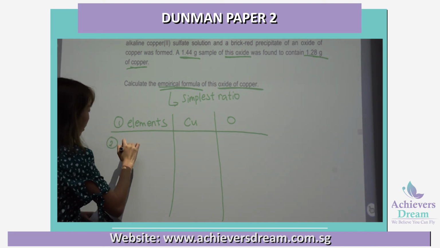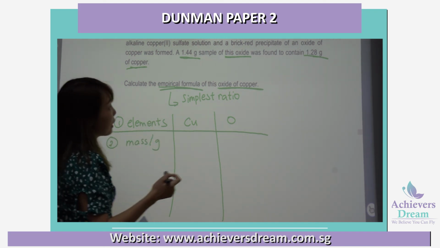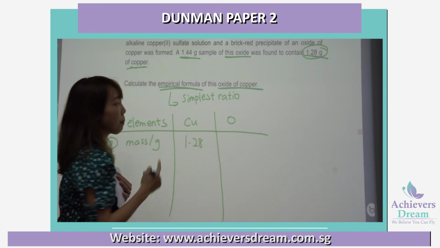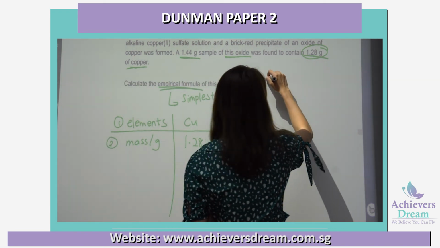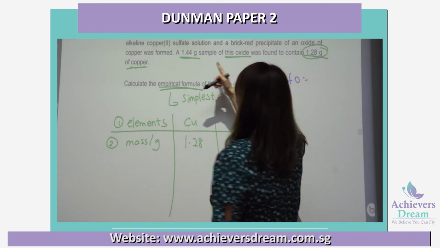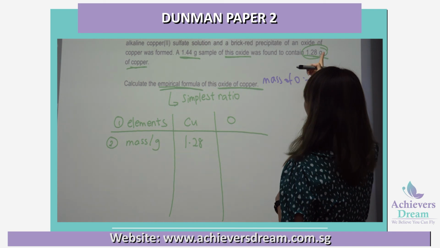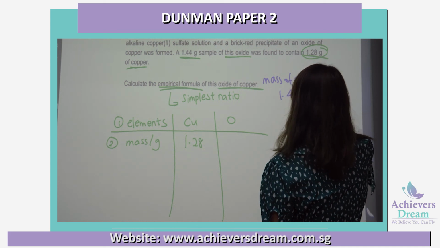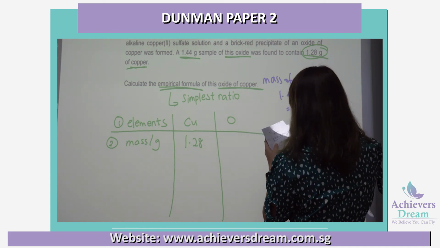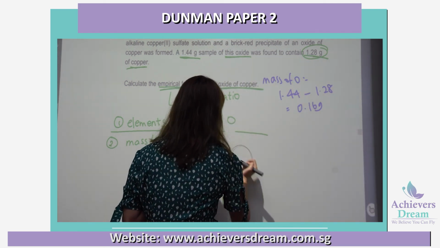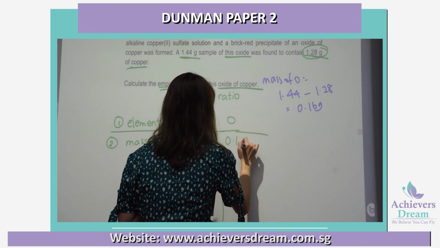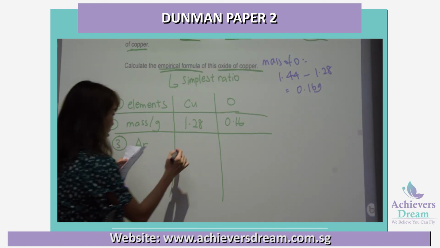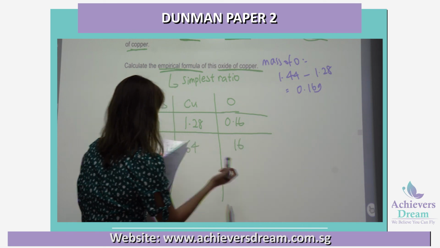Okay, so the next one, I write the mass. For copper, they said it's found to contain 1.28 gram of copper. So 1.28. Then what's the mass of oxygen? They say 1.44 gram of sample contain 1.28 gram of copper. So meaning the mass of oxygen must be 1.44 minus 1.28, which should give me 0.16 gram. So 0.16. Then next, I write down the AR. The AR of copper is 64. AR of oxygen is 16.